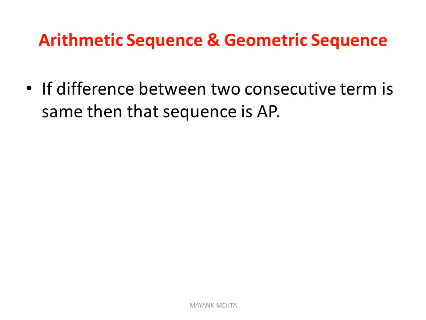If difference between two consecutive terms is the same, then that sequence is AP, meaning arithmetic sequence. For example, 2, 5, 8, 11. You can see here that 5 minus 2 is 3 and 8 minus 5 is also 3. 11 minus 8 is also 3. So continuously the difference between two consecutive terms is the same. That means this sequence is arithmetic progression, or we can say arithmetic sequence.